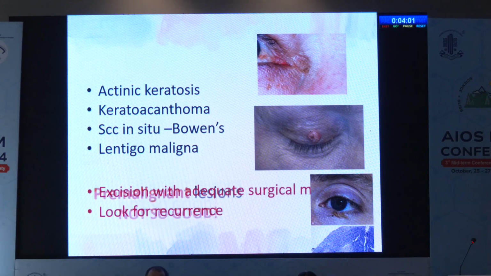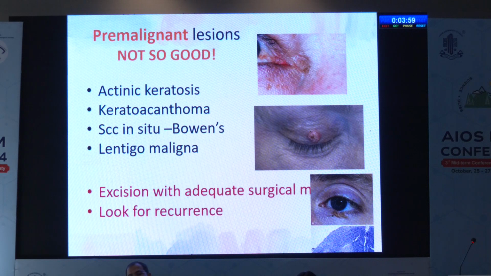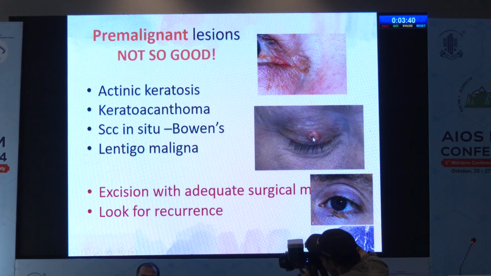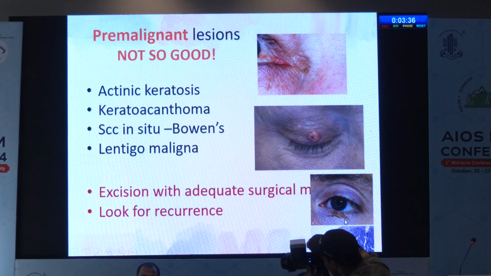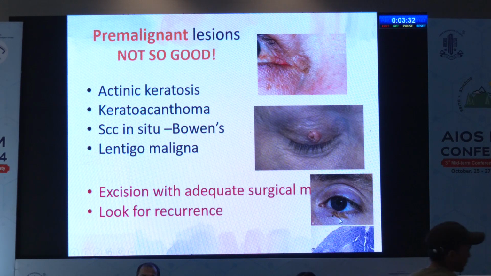Coming to the next one, the pre-malignant lesions, which are definitely not so good lesions, we need to keep these four in mind. The actinic keratosis, which has a sandpaper-like texture. Then the keratoacanthoma, which is a nodule on the lid with a central crater filled with a keratin plug. And then Bowen's, which is an erythematous elevated plaque, and lentigo maligna, which deals with hyperpigmentation.